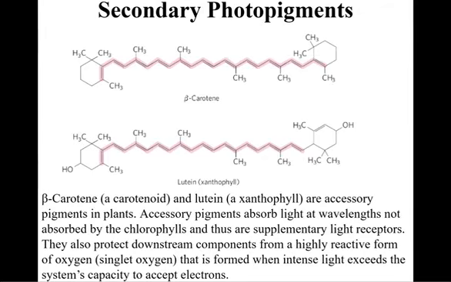And so what the major pigments cannot absorb, that's where the secondary photopigments come into play, and these are accessory pigments in plants. Accessory pigments absorb light at wavelengths not absorbed by the chlorophylls, and thus are supplementary light receptors. They also protect downstream components from a highly reactive form of oxygen called singlet oxygen, which is formed when intense light exceeds the system's capacity to accept electrons.